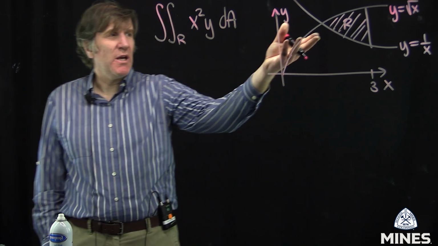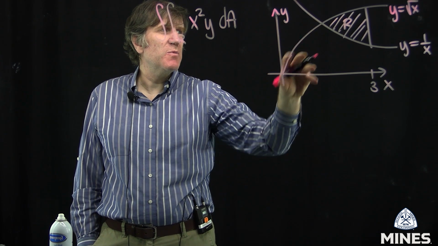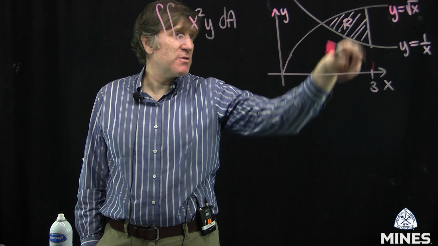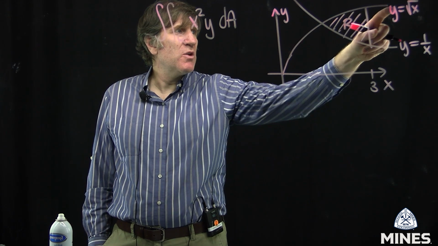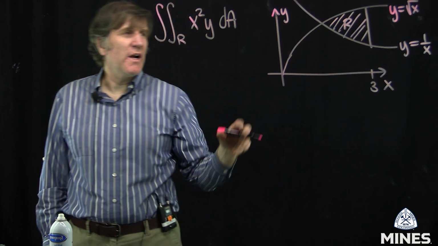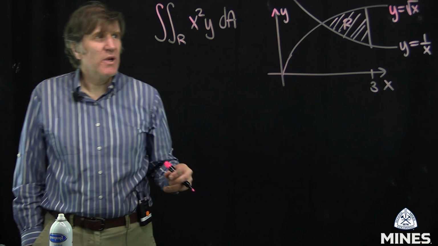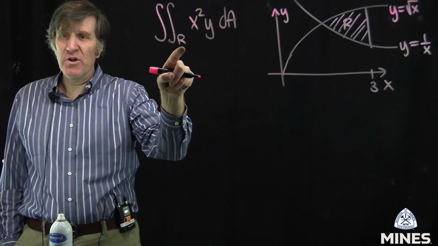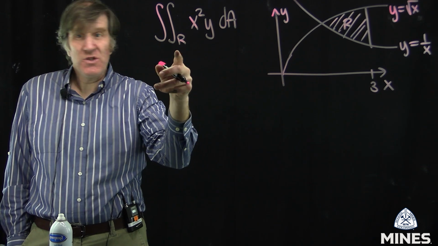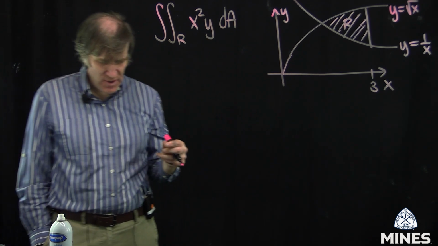So this is our domain. We're going to integrate the region that's trapped by these three functions: the line x equals 3, y equals the square root of x, and y equals 1 over x. The region trapped in there is this shaded region here, and we call that region R. We see in the notation that we're integrating over R. That means that's our region for integration, and this is the notation for our double integral.